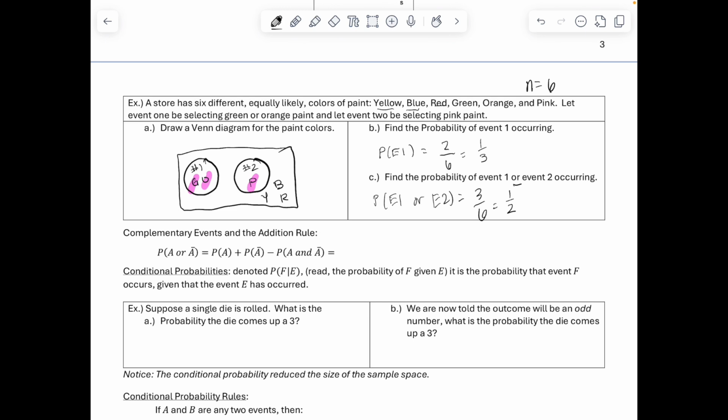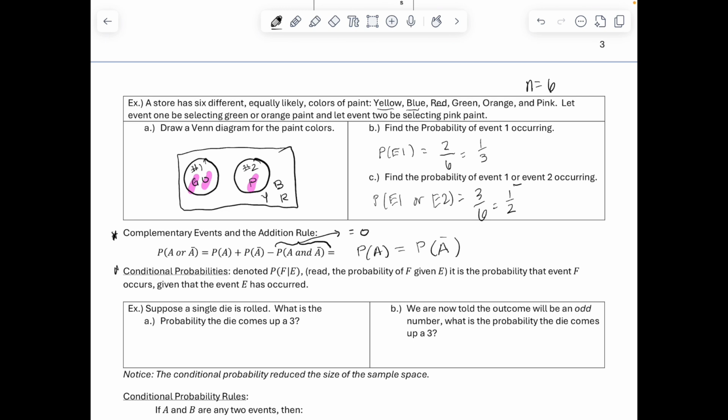So the next thing we have is the complementary events and the addition rule. So the probability of A or A bar is equal to the probability of A plus the probability of A bar minus the probability of A and A bar. This is the probability of an event and its complement, and this is just going to equal 0. So this formula just simplifies to the probability of A plus the probability of the complement of A.